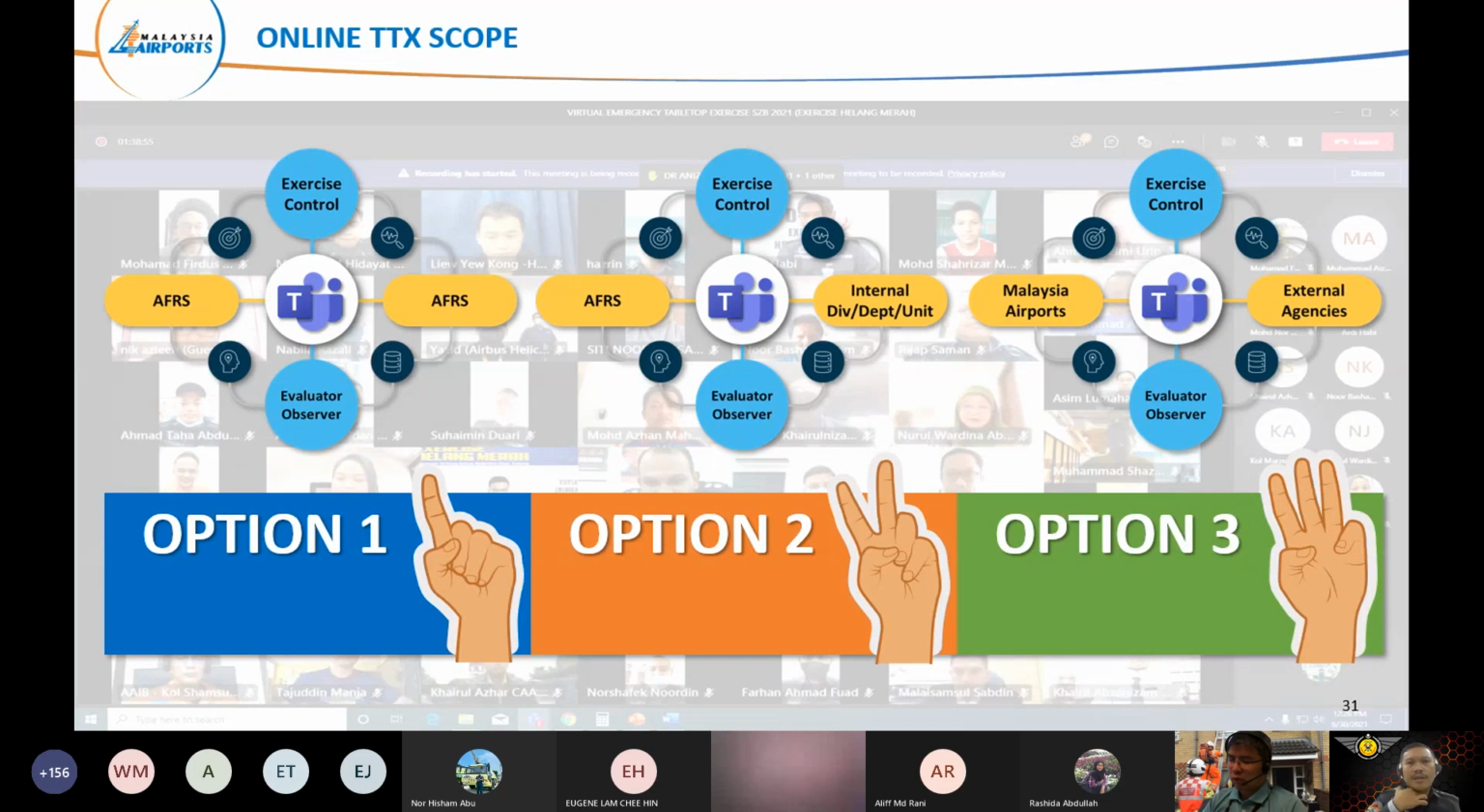For the third option, like the background photo, we did the exercise Selang Merah just last week, involving about 300 participants. It was very interesting. So we learned a lot. We found a few gaps that we can rectify in our next tabletop exercise.